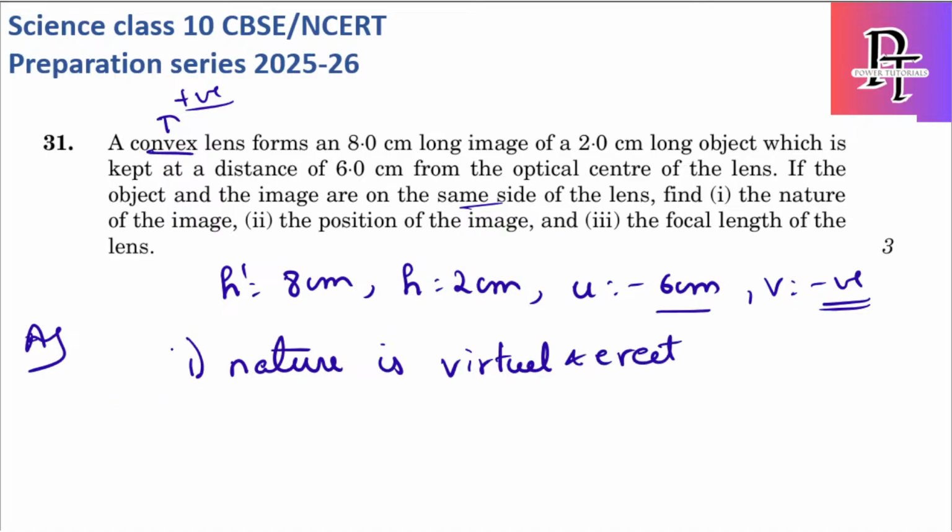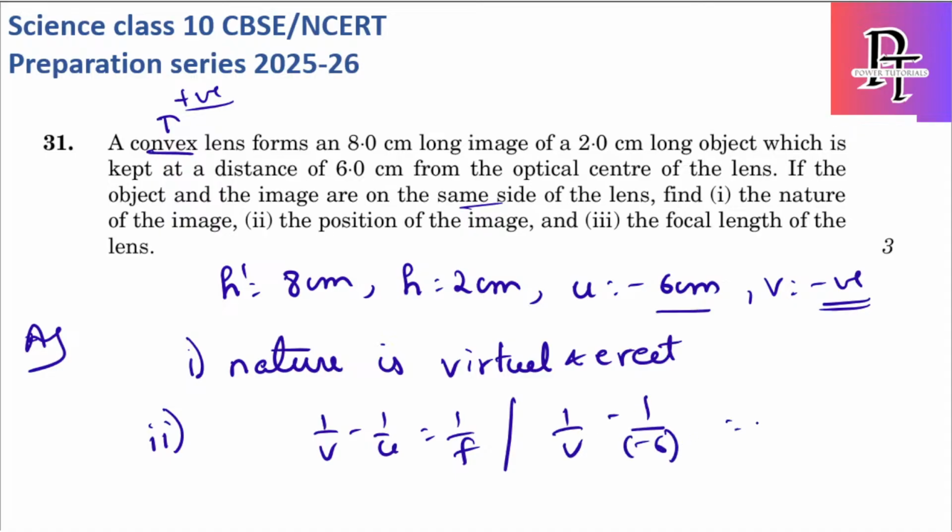What about second one? Position of the image. So this we have to find the v value. It is lens, so first lens formula 1 by v minus 1 by u is equal to 1 by f. Let's substitute the values. 1 by v minus u value is minus 6. Okay, f value we don't have, but h dash and h values we have.